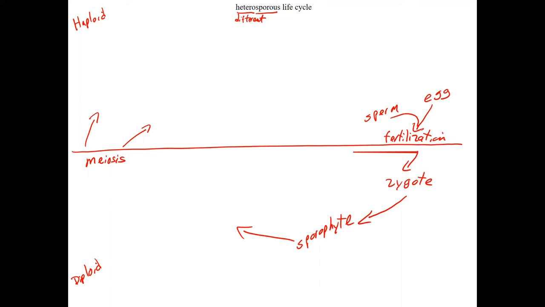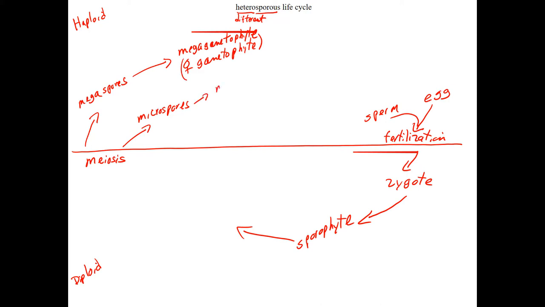So it turns out that these spores are different sizes. The female spores are a lot bigger than the male, so we call those big spores, mega, big spores. And the male spores, which are very small, are called microspores. The megaspores grow into the female gametophyte or the megagametophyte. The microspores grow into the microgametophyte, or the male gametophyte.